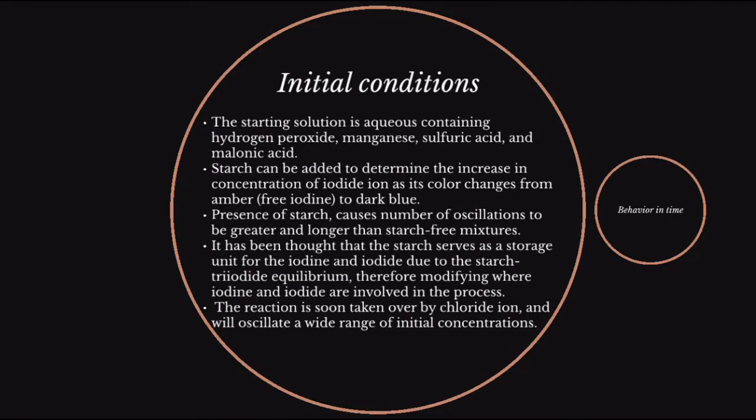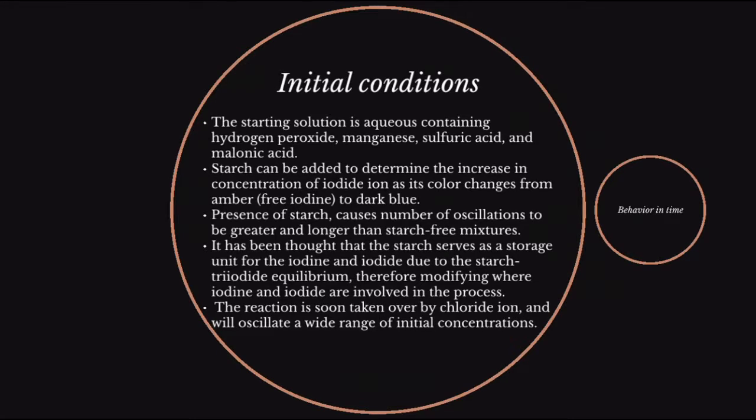The initial condition of the starting solution starts off as an aqueous phase that contains hydrogen peroxide, manganese as the catalyst, sulfuric acid, which is an unreactive acid, and malonic acid, which is an organic compound that helps with reducing free iodine into iodide. Starch can be added as an indicator to determine the increase in concentration of iodide ion as its color changes from amber to dark blue.